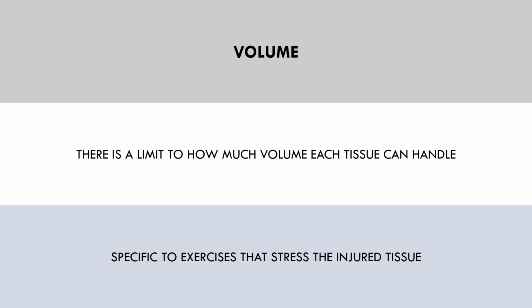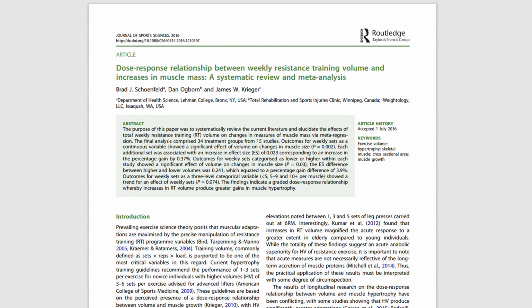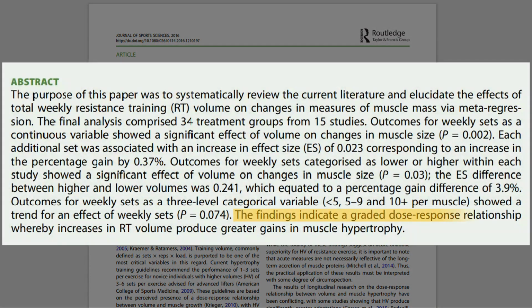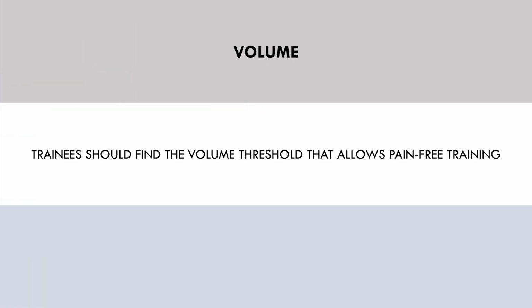However, it is clear that volume has a significant influence on hypertrophy too. This meta-analysis evaluated the research exploring the effects of volume on muscle growth. It was found that there was a dose-response relationship between volume and hypertrophy. In other words, the more volume that was performed, the more muscle growth that was seen. Therefore, if trainees need to reduce volume as a strategy to manage an injury, they should find the threshold at which this pain occurs. This is because a significant reduction in volume is likely to inhibit muscle growth.